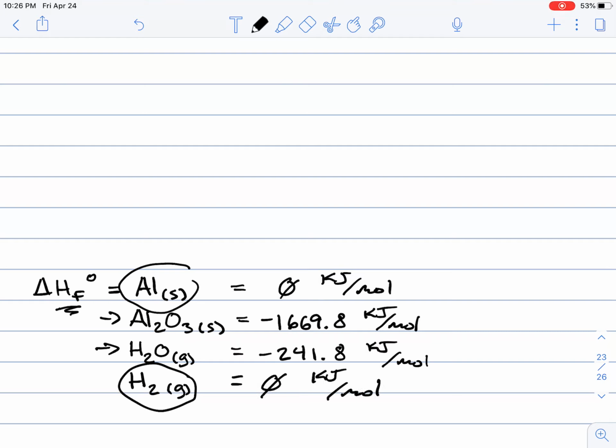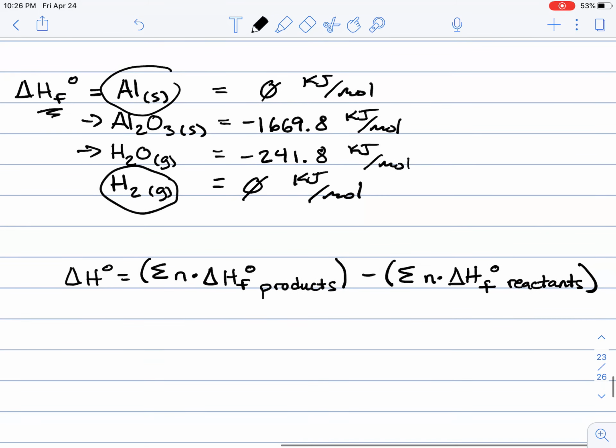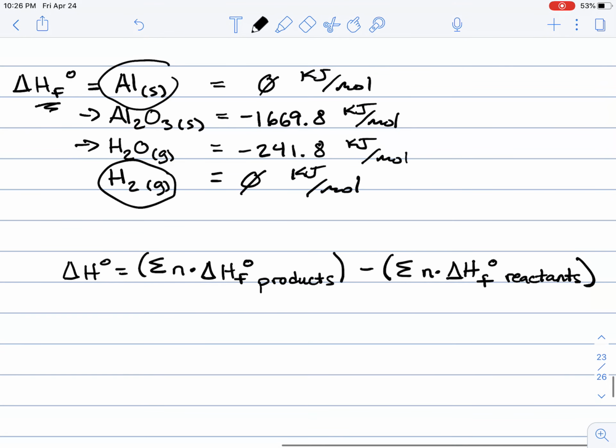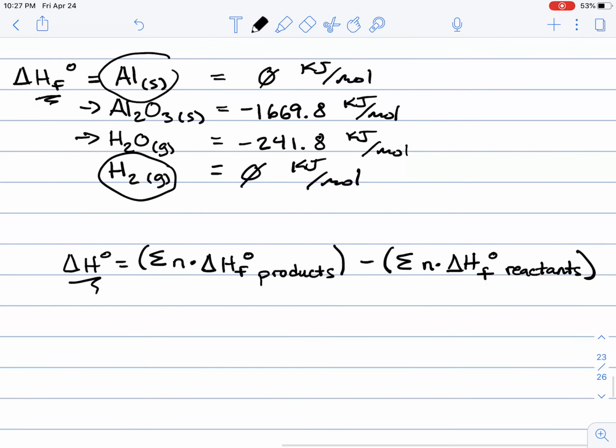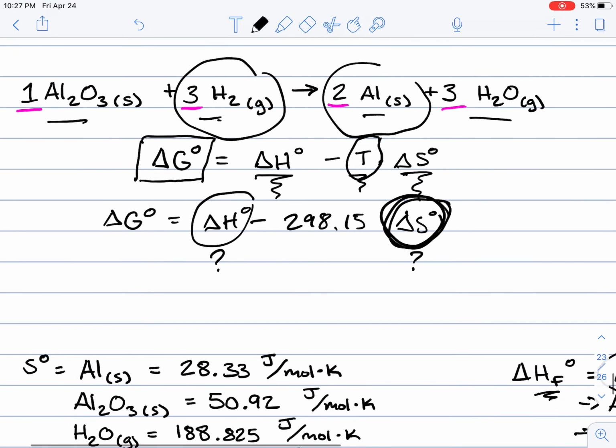And so now that you guys have that information, by looking up the values in your reference sheet, you guys are just going to apply Hess's law for the heat of formation to determine the heat of the reaction. And the heat of reaction is going to give us the enthalpy value that we need to plug into the overall equation, which is delta G, change in enthalpy, minus T delta S.